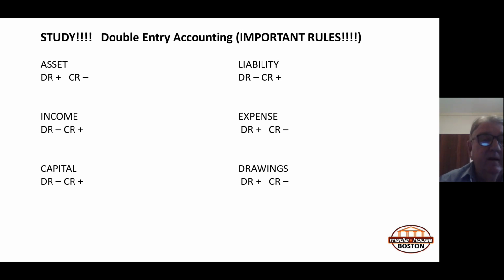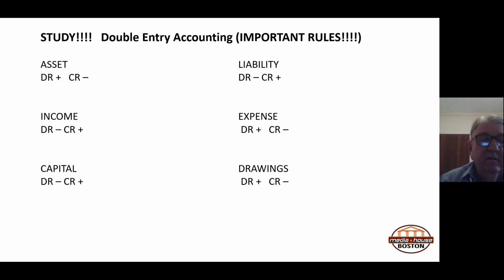If the owners take money out of the business as drawings, then we're going to debit the capital account, and that's going to reduce. Sorry, the drawings is next door. The capital, if we debit it, means we reduce it. Drawings is the money that they take out of the business.